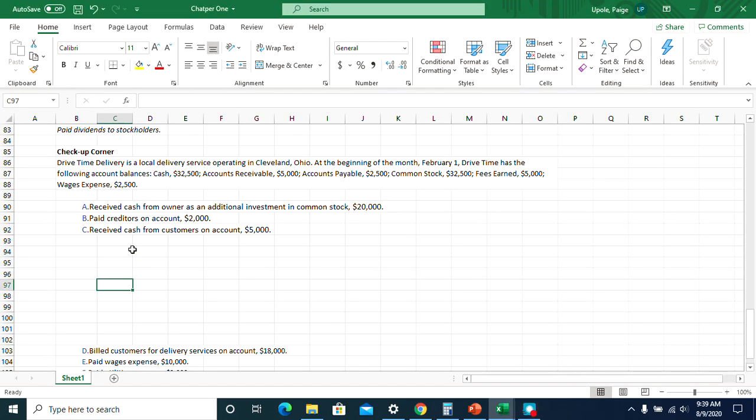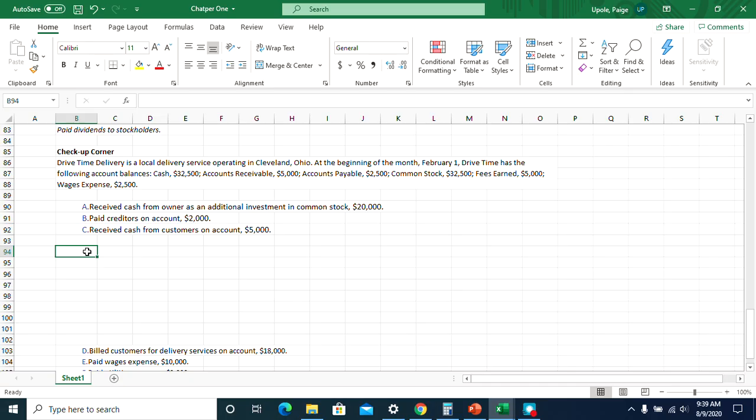All right, so I put the checkup corner questions from the slides in this Excel so we can walk through them together. There's some additional information the problem gives us too. It says that Drive Time Delivery, which is the business we're recording the transactions for, is a local delivery service operating in Cleveland, Ohio. At the beginning of the month, on February 1st, Drive Time has the following account balances. They have cash of $32,500, accounts receivable of $5,000, accounts payable of $2,500, common stock of $32,500, fees earned of $5,000, and wages expense of $2,500.